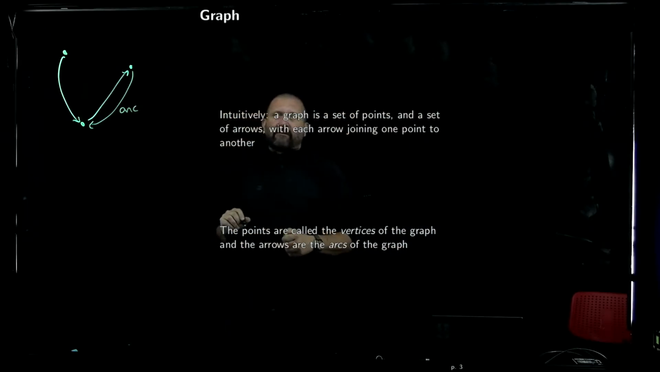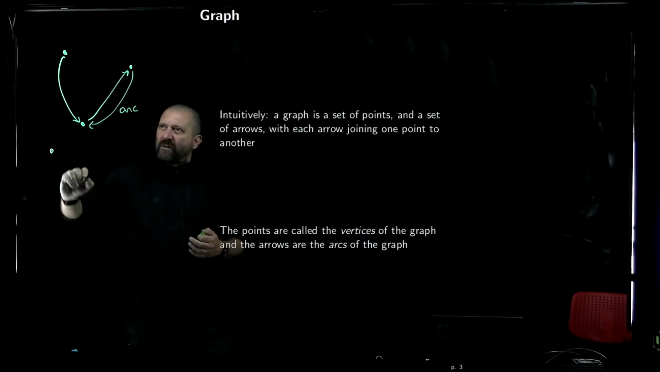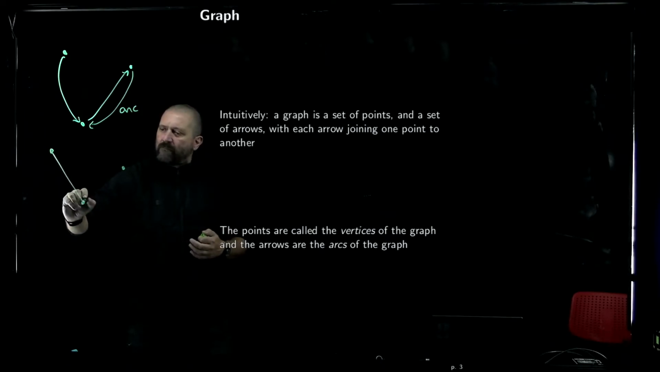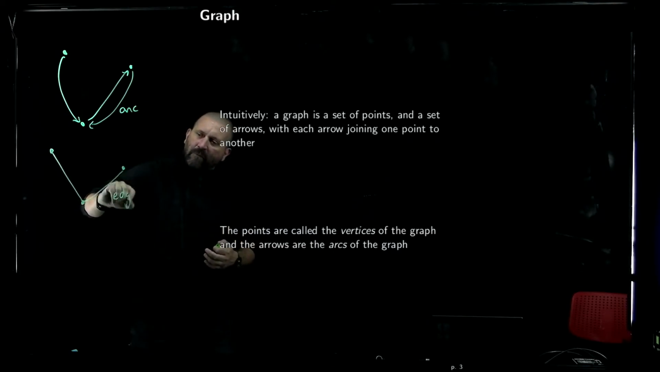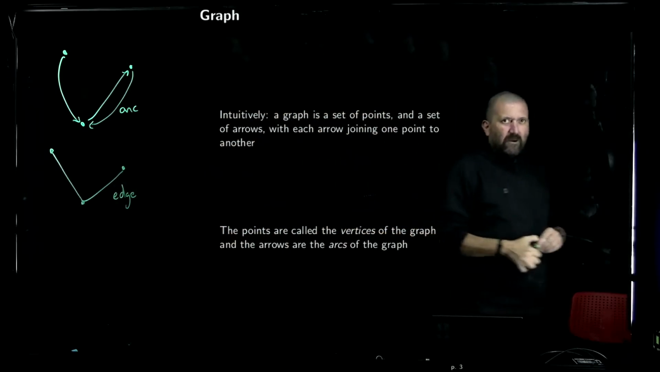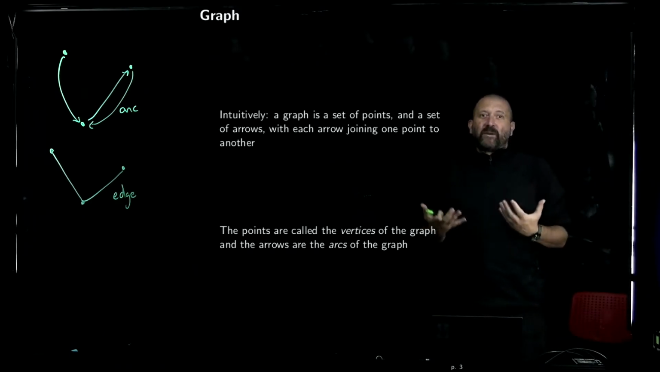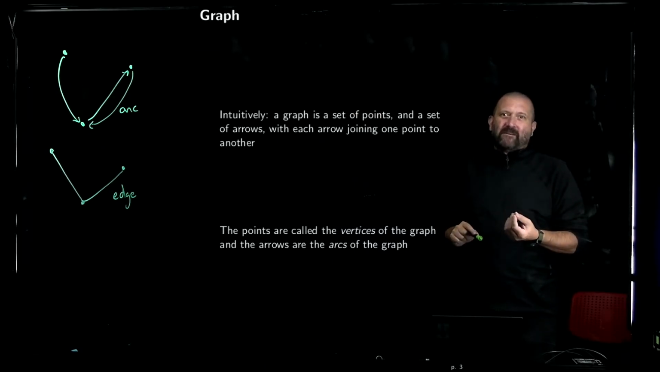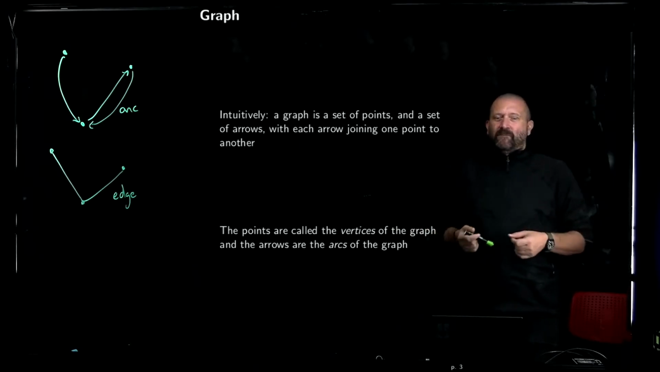It has a direction. Okay, it's an arrow with a direction. I could have drawn the same thing without directions. In that case, we would still speak of vertices, but of an edge instead of an arc. Okay. So that's going to be a distinction. The graph on the top we'll call directed, typically, and the graph on the bottom we'll call undirected. Okay.